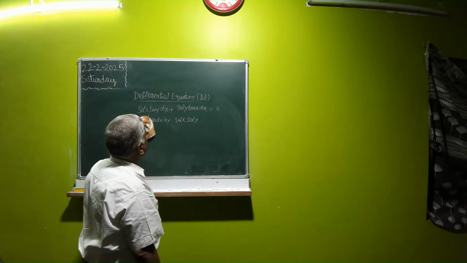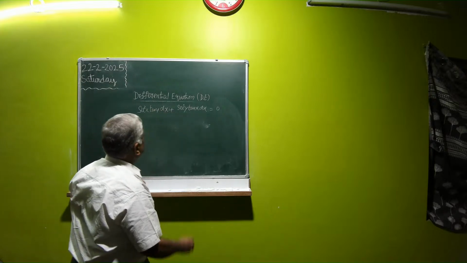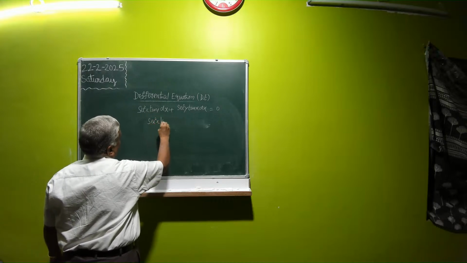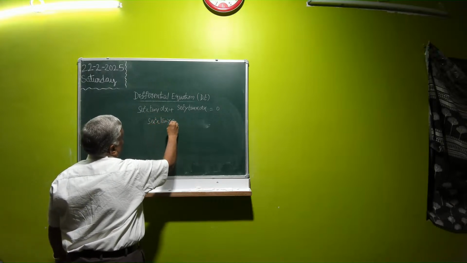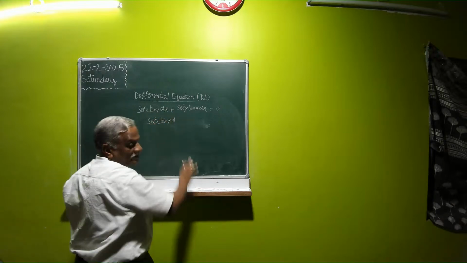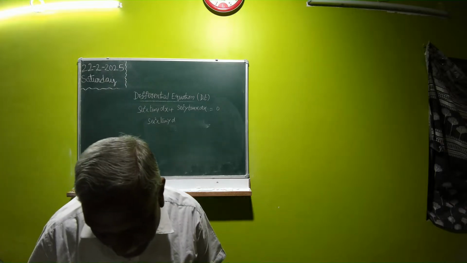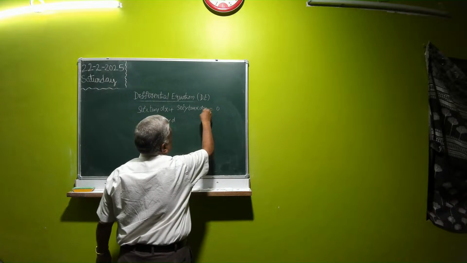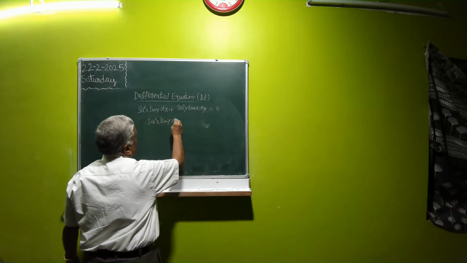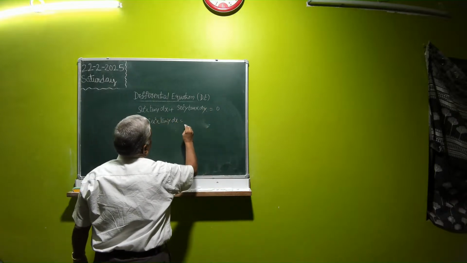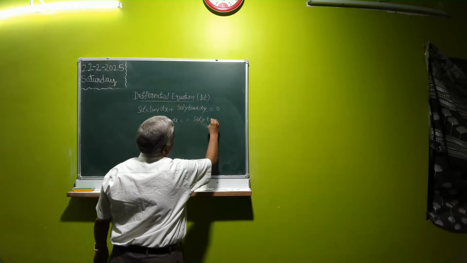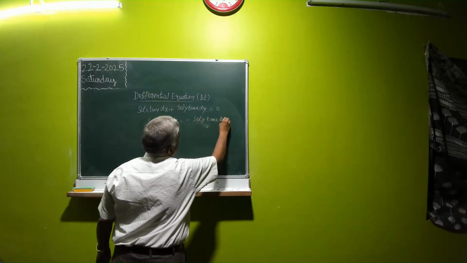No. Instead of dividing, the best method is to write this as secant square x tan y dy. This is a mistake I have made. This is dy; both are written as dx. It should be secant square x tan y dy is equal to minus secant square y tan x dx.